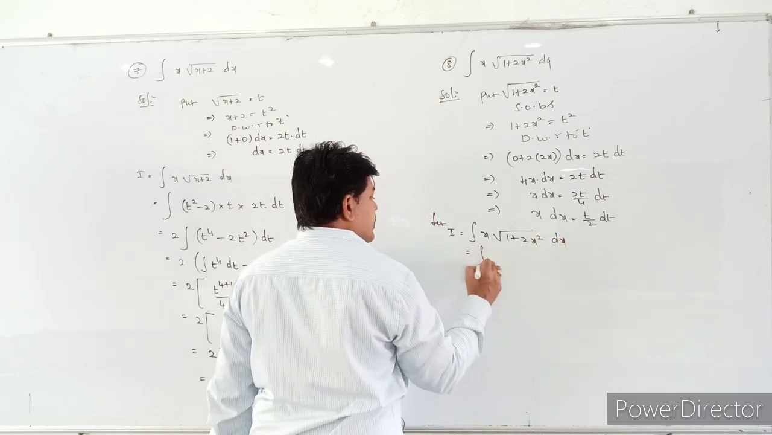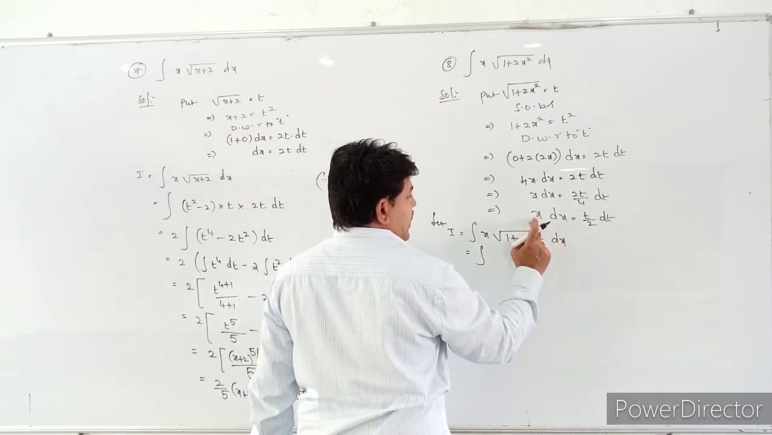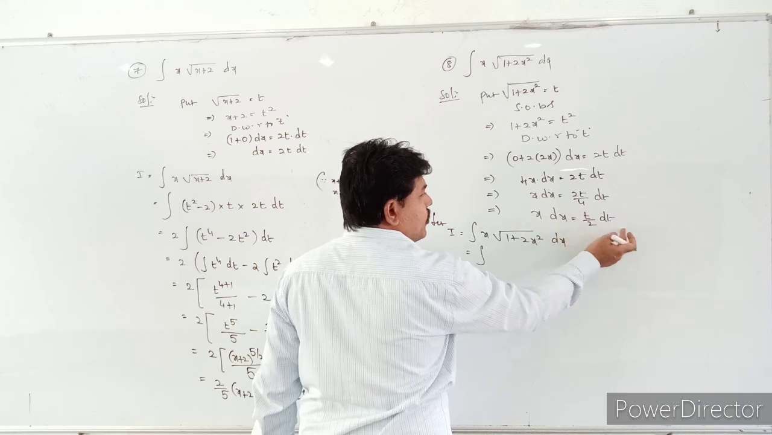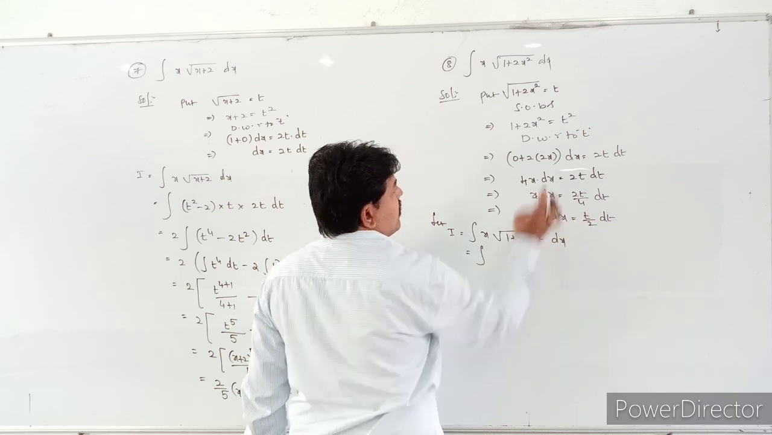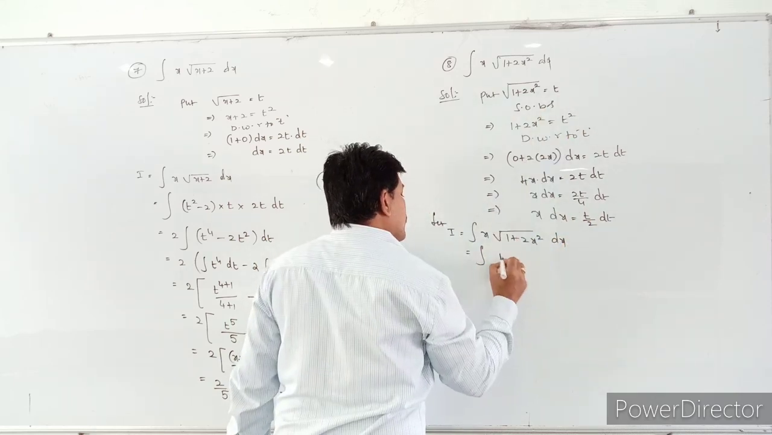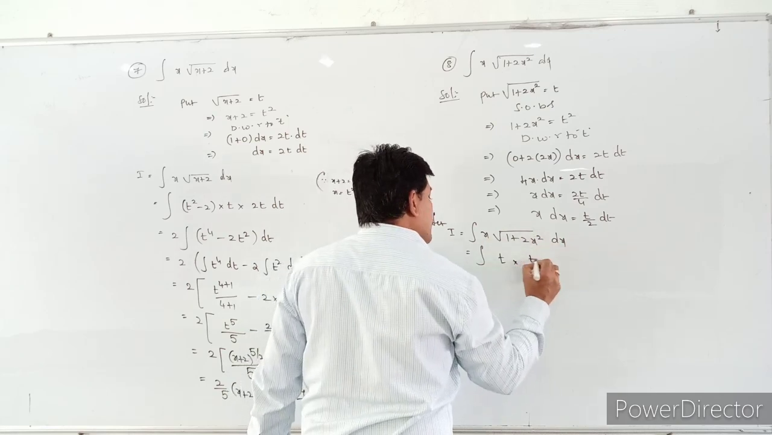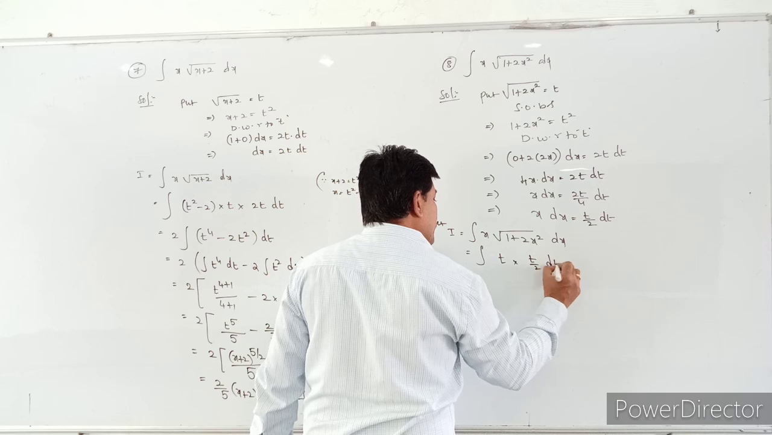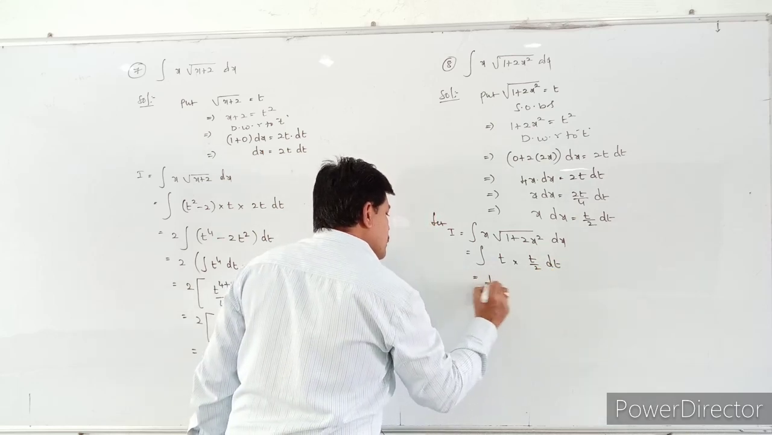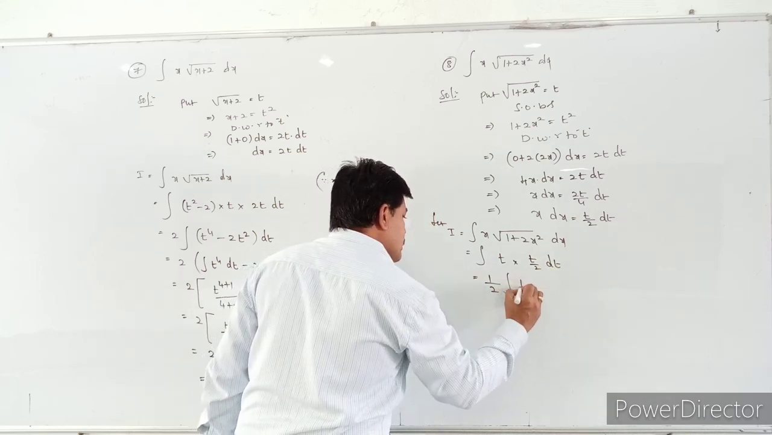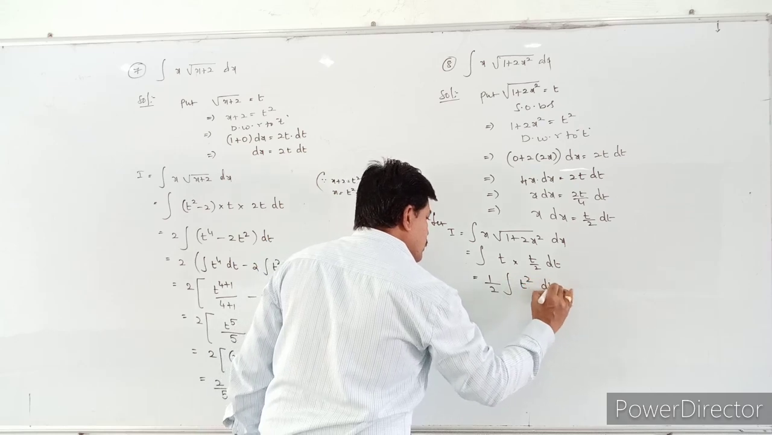So that implies integral of x into dx. x into dx value is t by 2 into dt. So what is this value? This value is t. So t into x into dx value is t by 2 into dt. So what happens, students? Take this 1 by 2 out. It is t square into dt.